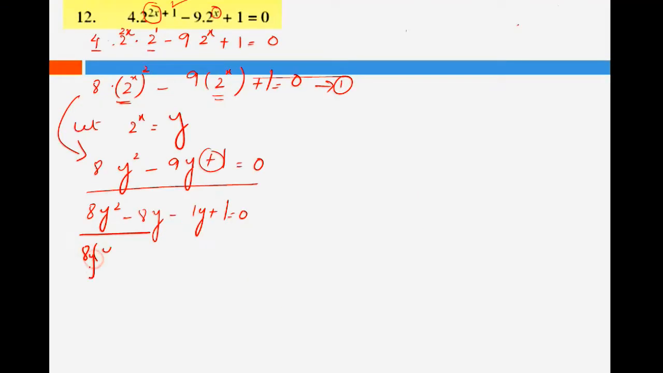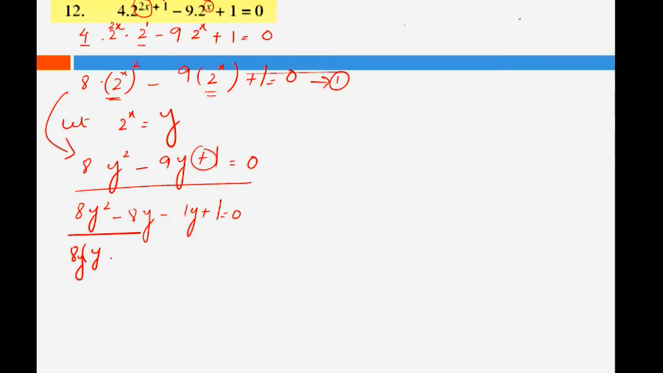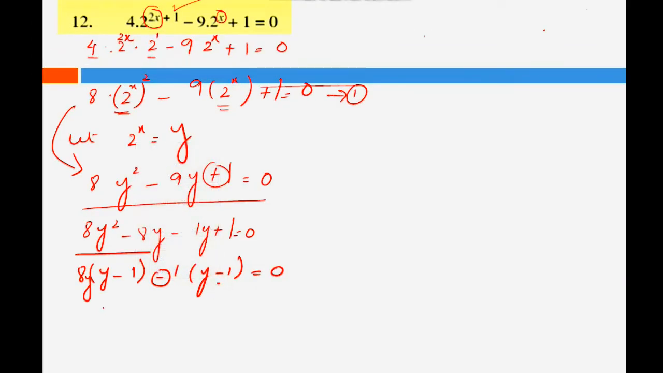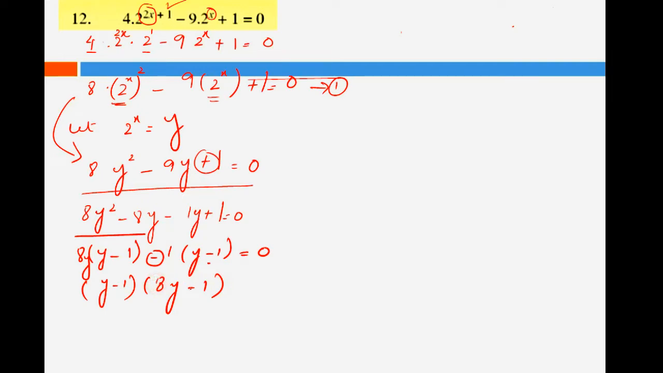Now taking 8y common from these two terms, we have 8y into y minus 1, minus 1 into y minus 1 is equal to 0. As we have taken the negative outside, this positive changes into minus. y minus 1 is common, and the remaining is 8y minus 1 is equal to 0. Apply the either-or condition: either y minus 1 is equal to 0, hence y is equal to 1, or 8y minus 1 is equal to 0, so y will be 1 upon 8.